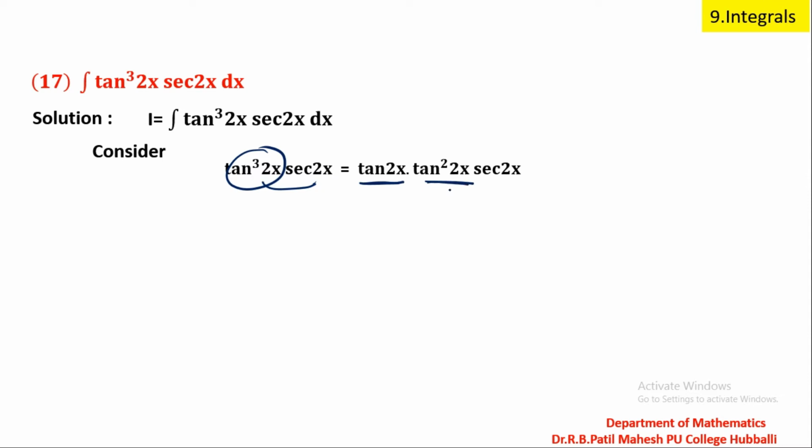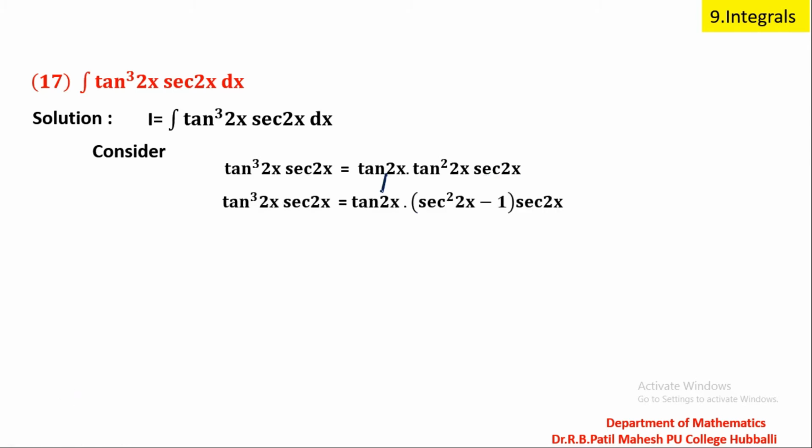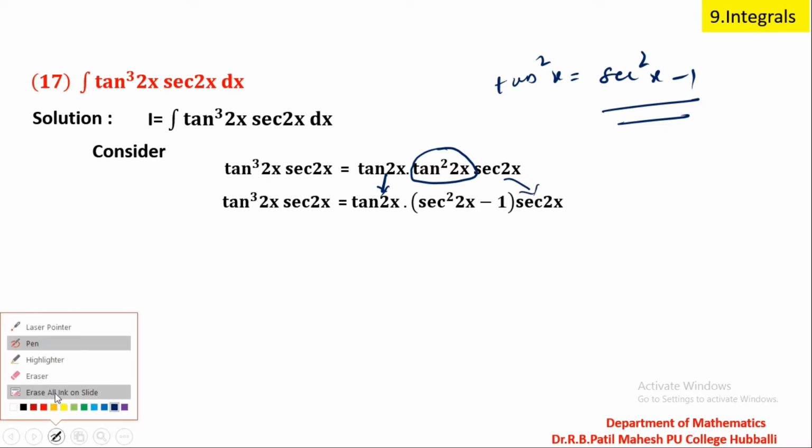You can write x cube as x into x square, like that. Tan cube 2x you can write as tan 2x into tan square 2x. After that, sec 2x, don't forget, stays as it is. Therefore, tan 2x can be taken as it is. Here I am using the identity tan square x equals secant square x minus 1. So tan square 2x can be taken as secant square 2x minus 1 using this result, and sec 2x stays as it is, no changes in sec 2x.